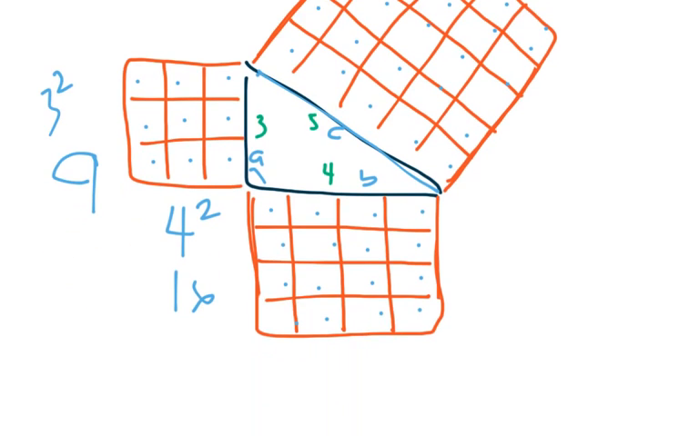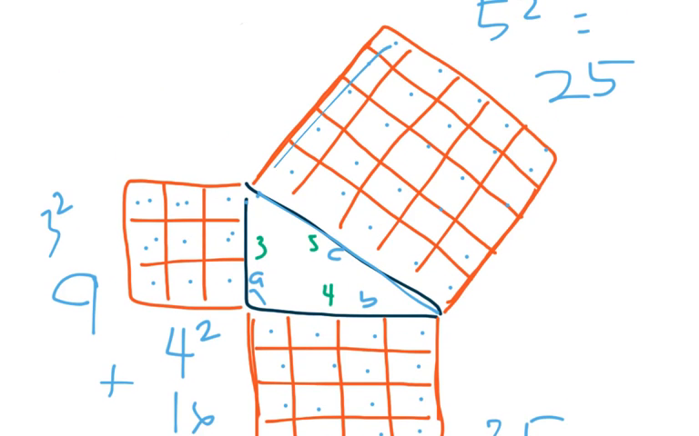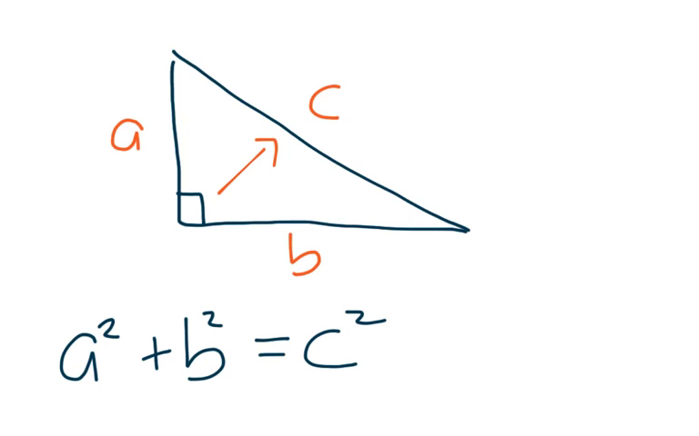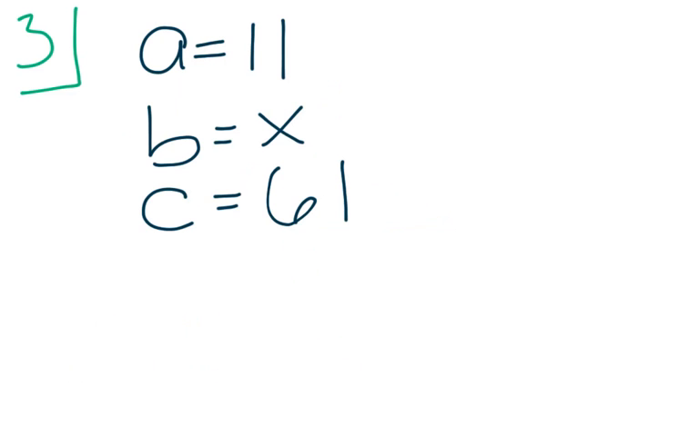So if you look here, if you count all of these squares, 9 squares plus these 16 squares, that equals 25 squares, which is the same amount of squares that is in the square of the hypotenuse. So that's where that comes from. So now that we understand the Pythagorean theorem, we can apply it to some triangles.